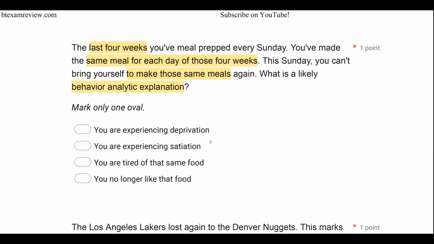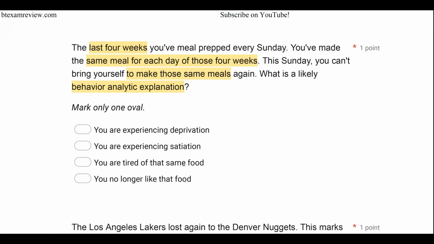A, you are experiencing deprivation. Well, deprivation has to do with motivating operations, and deprivation says we're not getting enough of something. We want more of something. That isn't the case here. We've gotten too much of it. We don't want any more. What's happened is B, we are experiencing satiation. And when you're satiated, you've gotten too much of something. You don't want any more of something. And so if you've eaten these meals every day for 4 weeks and you no longer want them, you are most likely satiated. Now, C, you are tired of that same food.